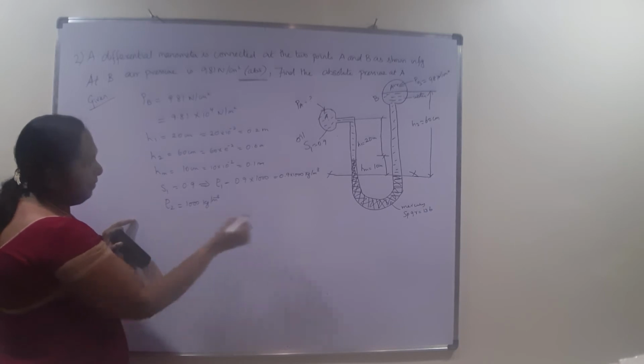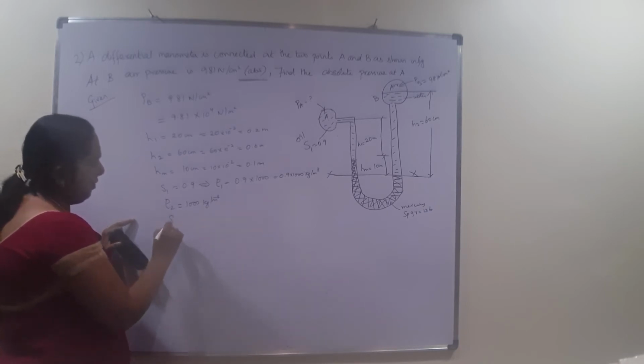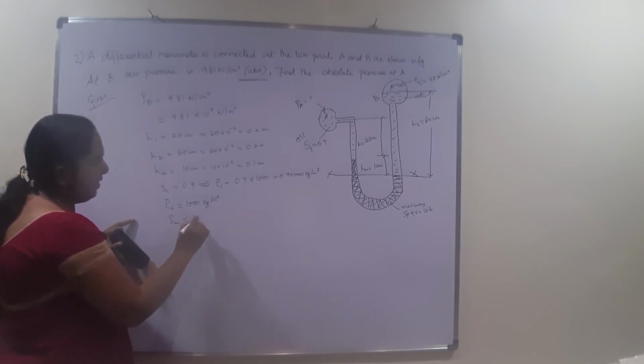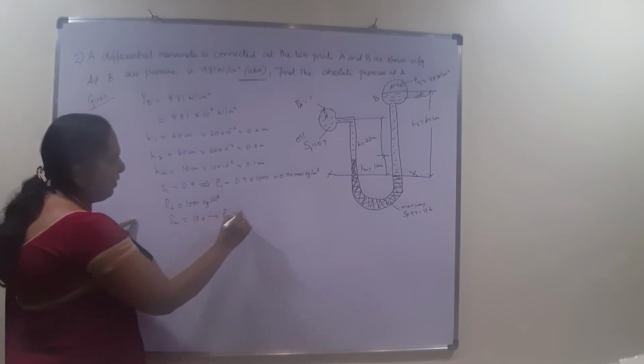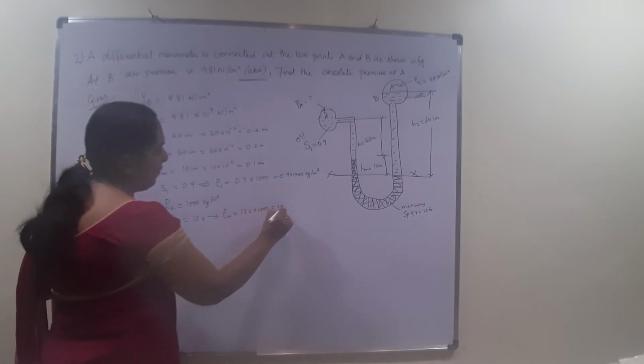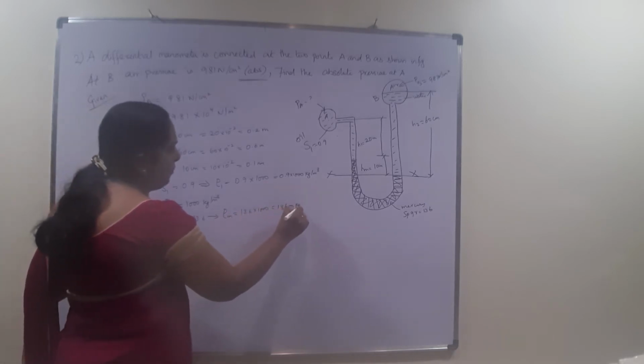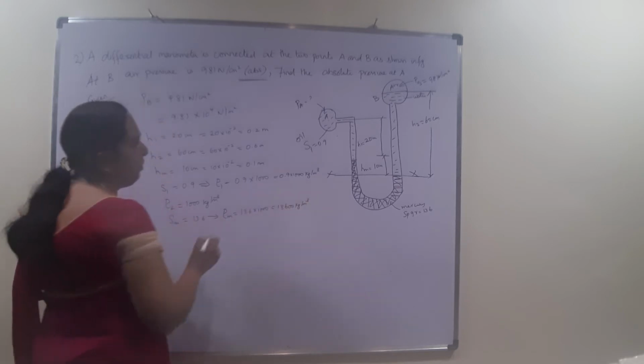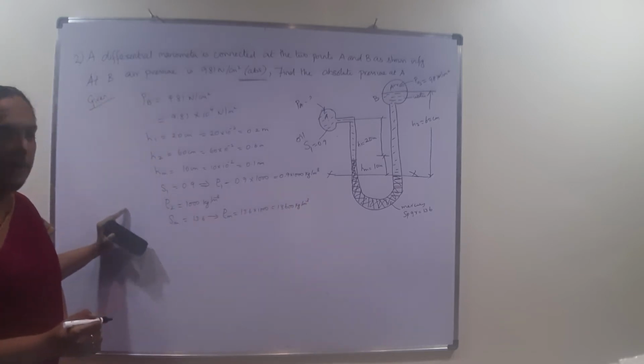The third case is the specific gravity of mercury, say Sm, which is 13.6. So what is rho m? The density of mercury is 13.6 into 1000, that is 13600 kg per meter cube. Now we have converted everything into the relevant units.